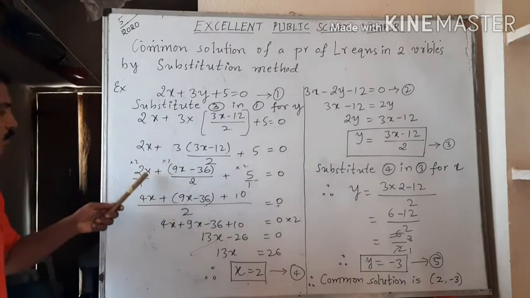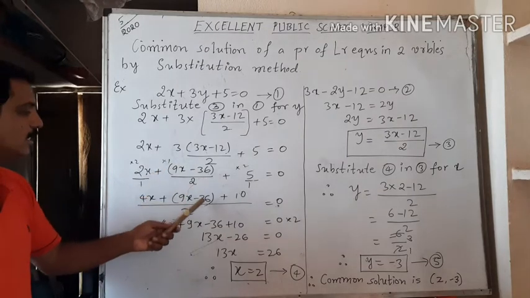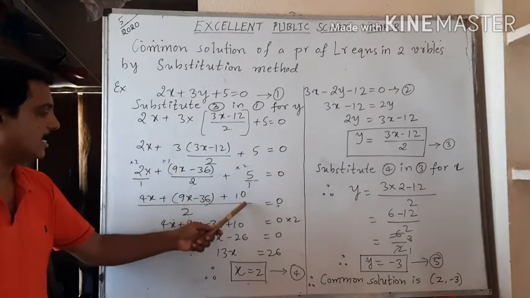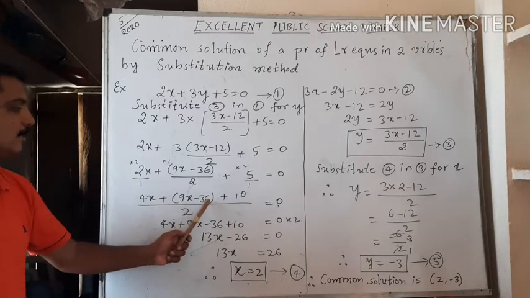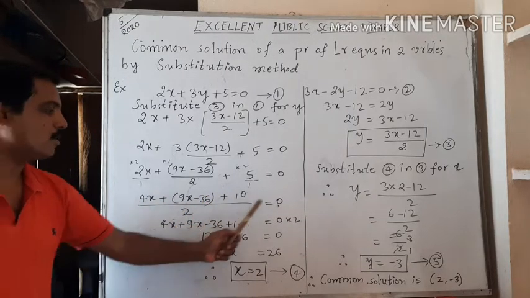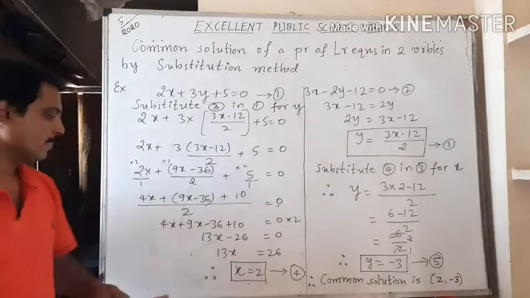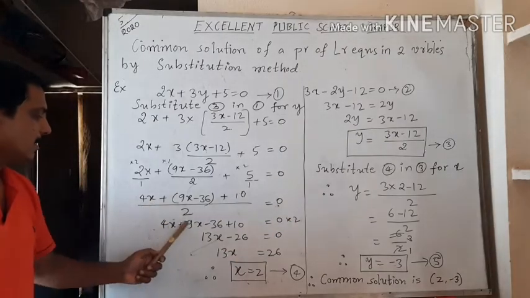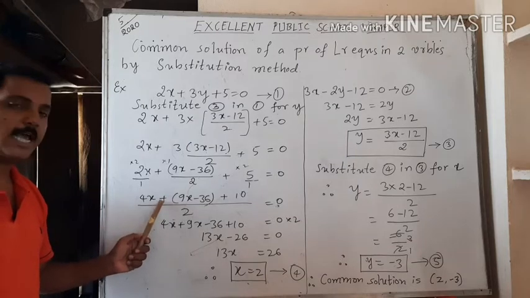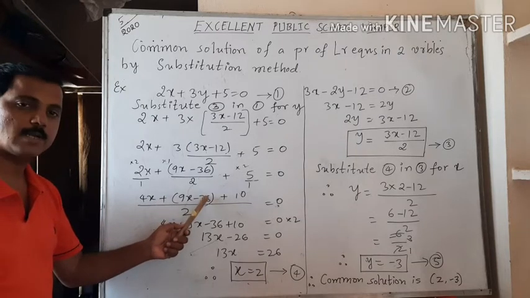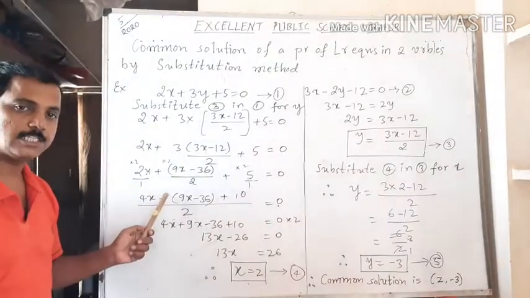Now you see here, 2 2s are 4x, 1 into this is the same thing, 2 5s are 10, right? Now 4x plus 9x minus 36 plus 10 upon 2 is equal to 0, and when the things come out of the bracket, there is plus sign, therefore the inner numbers will come as they are, they do not change the sign.